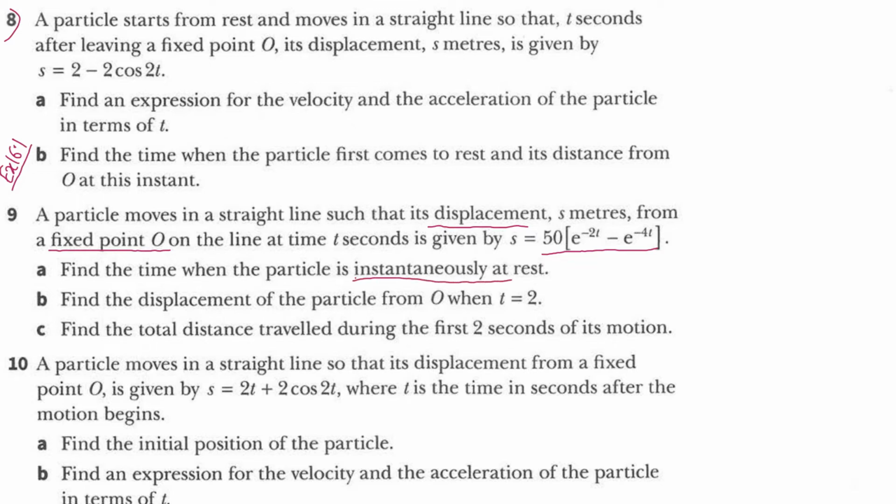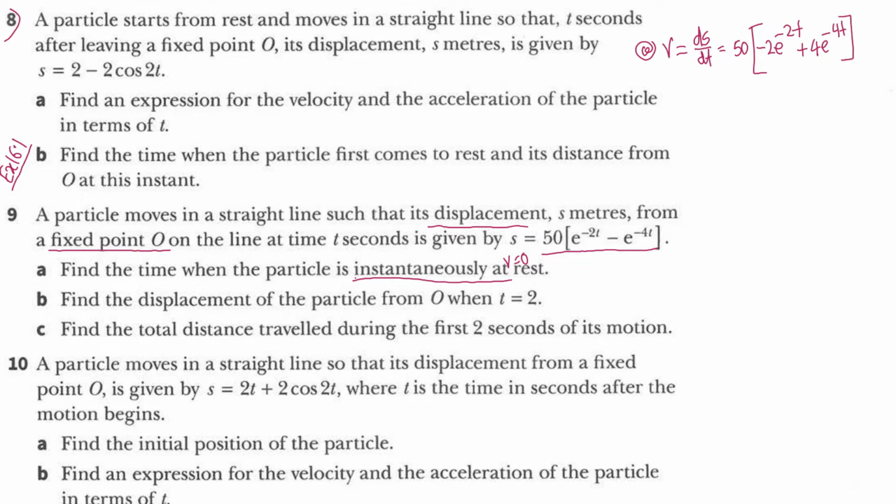instantaneously at rest. I told you in my previous video, instantaneously at rest means velocity equals 0. So we first have to find the velocity expression by differentiating the displacement. Velocity is ds by dt. We differentiate, which gives 50 in front, then the exponential differentiation gives the same exponential, and the coefficient of t we write in front of it, e to the power minus 2t. And the other part, with coefficient minus 4, gives plus 4 e to the power minus 4t. This is our velocity expression.